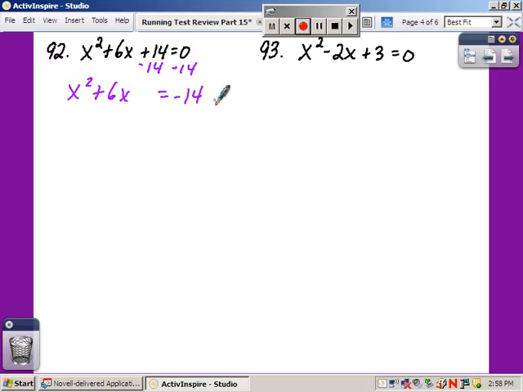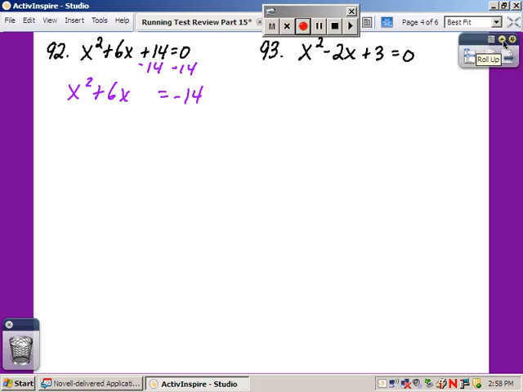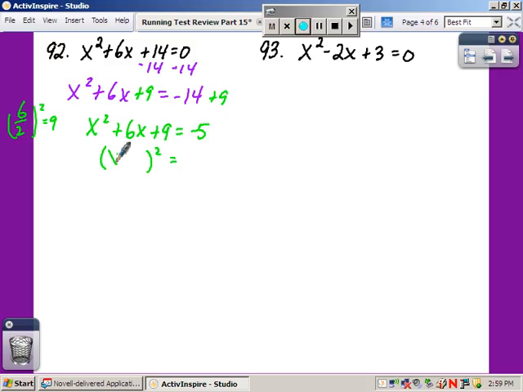I want to do b over 2 squared to come up with that new number. B is 6, so I've got 6 over 2 squared, that's equal to 9. So I'm going to add 9 here, and here. Got x squared plus 6x plus 9 equals negative 5. In a perfect square trinomial, factor this: x plus 3 and negative 5.